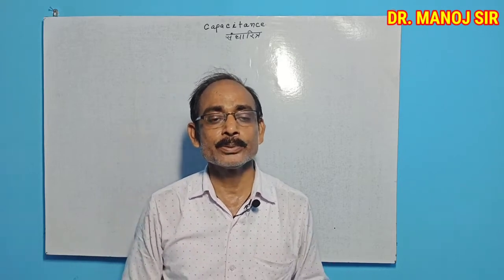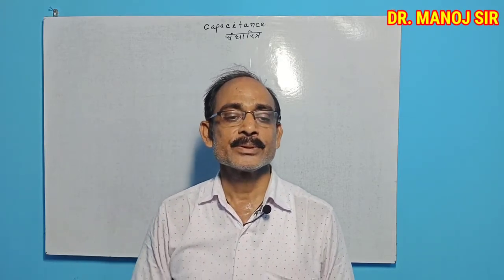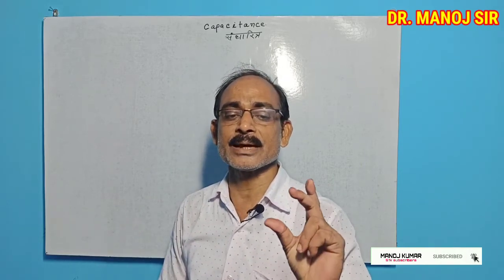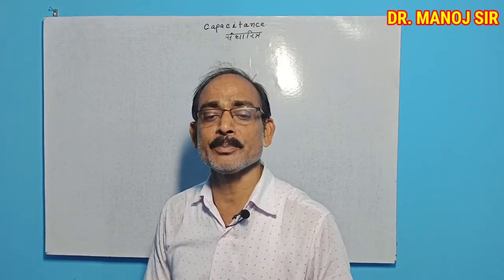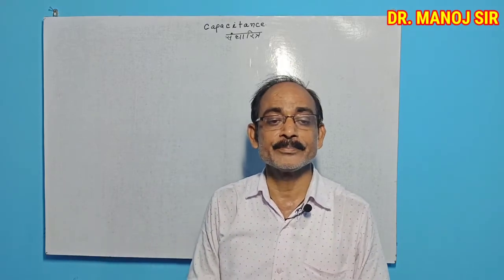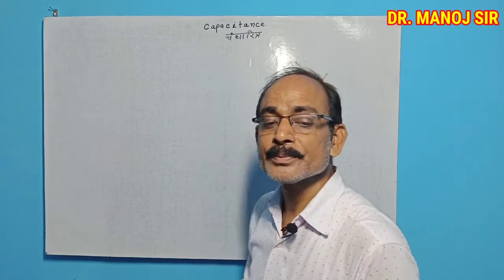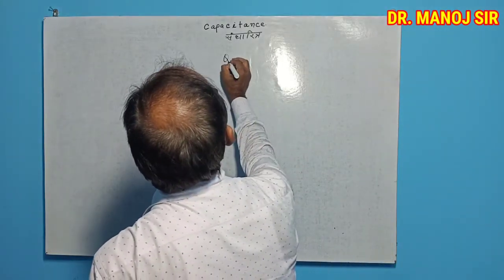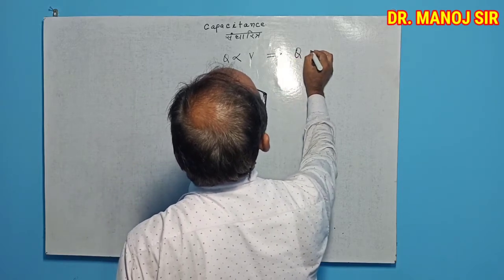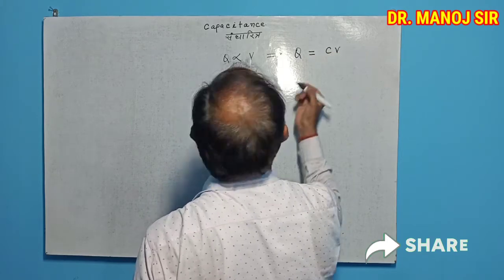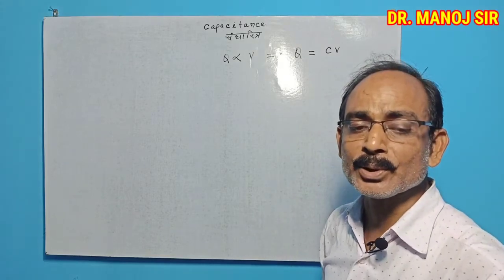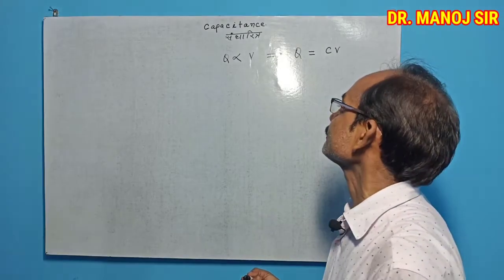The concept of capacitance: when a conductor is charged, its potential rises. The increase in potential is directly proportional to the charge given to the conductor. So Q varies as V, or Q equals C V, where C is a constant known as the capacity of the conductor.